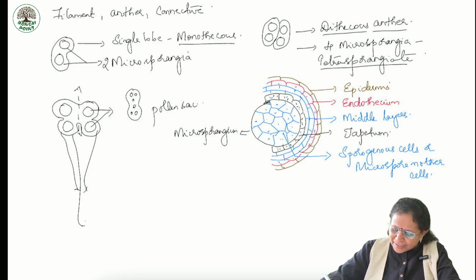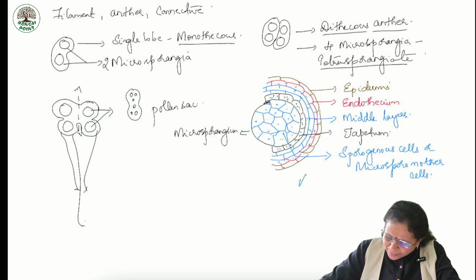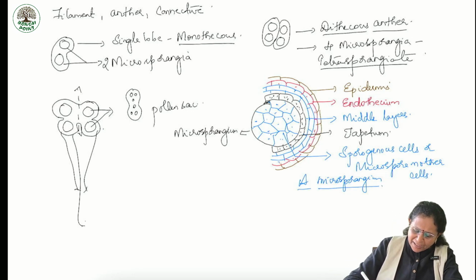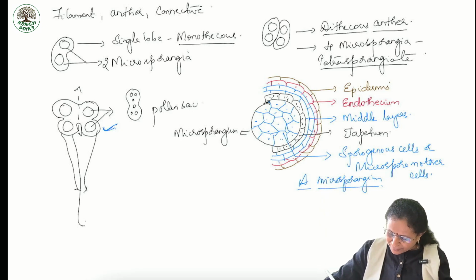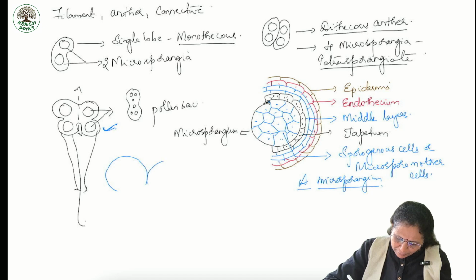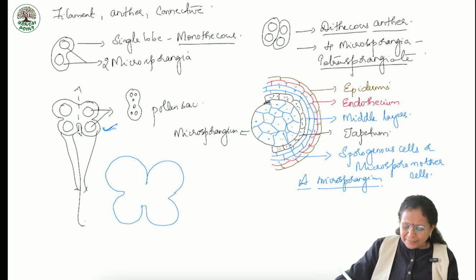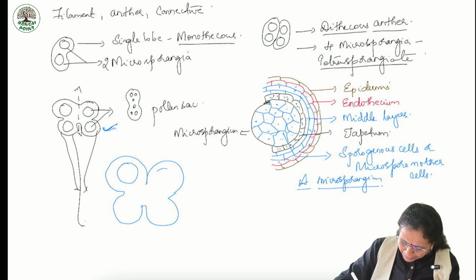Okay, this is a single microsporangium. It is the section of a microsporangium. Let me show you the enlarged diagram of this TS. Okay, this one. Have a look at this here. I'm marking. How does it appear? It shows two bag-like structures, another two bag-like structures, like this. This is the TS of a Dithecous anther showing 4 microsporangia.